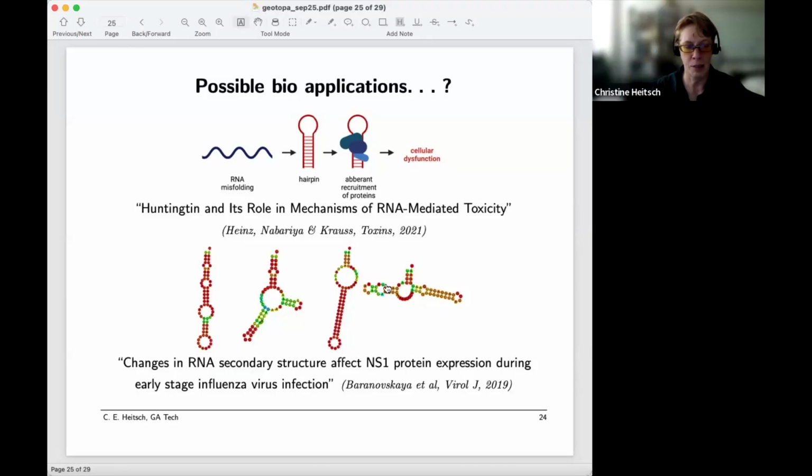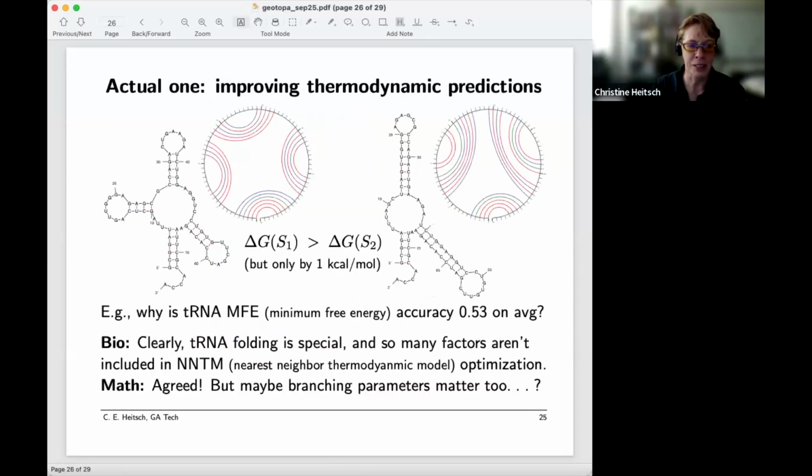And then this is an example of a domain refolding where they identified a motif in the RNA virus structure that affects the protein expression and seems to mediate the infection. So, it may be that there are useful biological insights to be gained from this. But before wrapping up today, I want to convince you that I do really genuinely care about the biological applications.